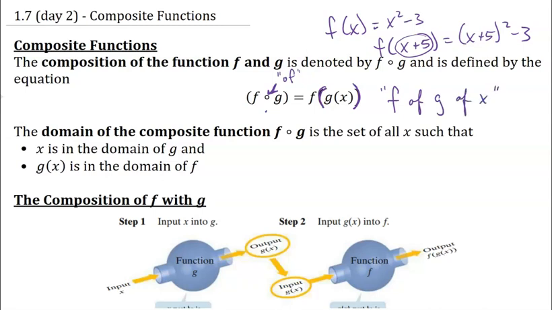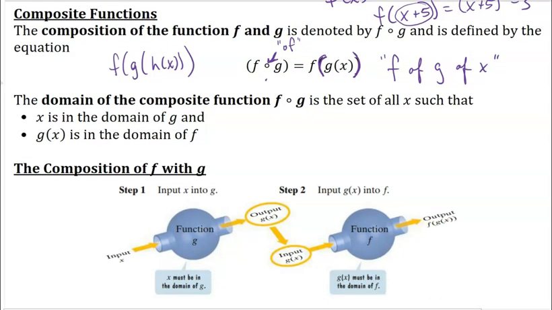Okay, and you can have a composition of more than two functions. So I could have f of g of h of x if I wanted to. That would be h as the input into g, and then the output of g as the input into f. The domain of the composite function f of g is the set of all x that satisfy these two things. First of all, x has to be in the domain of g, the inside function, and then also the output of g of x has to be in the domain of the outer function.